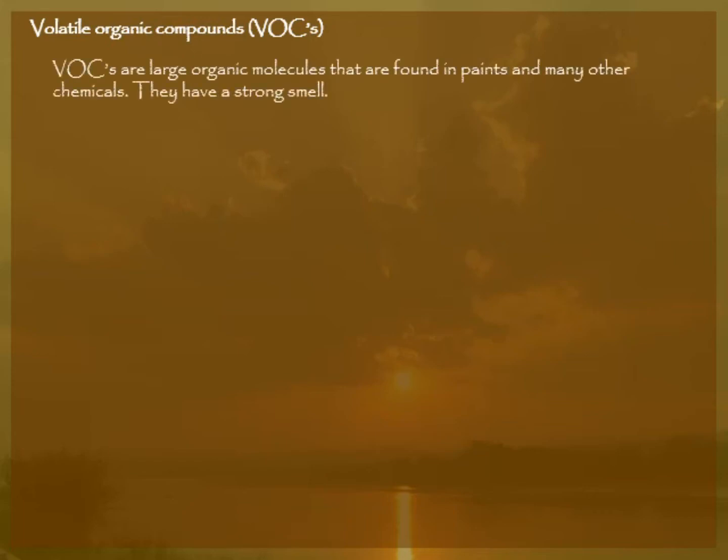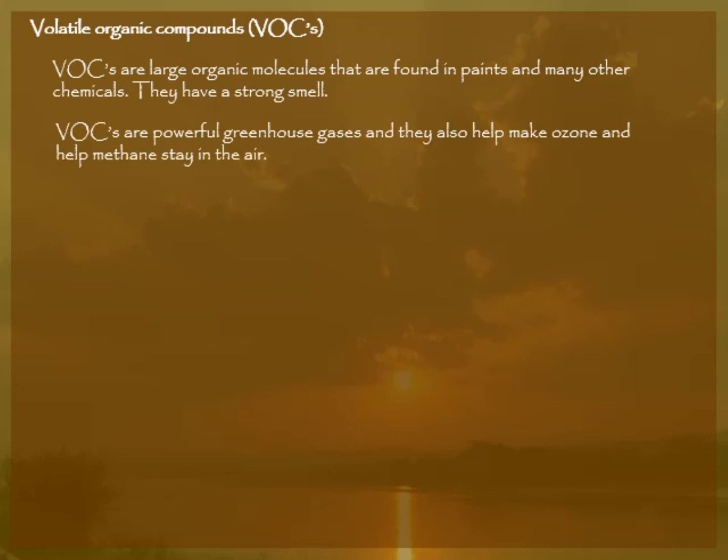Another set of chemical compounds is volatile organic compounds. Now, organic compounds will be based on, or at least contain, the element carbon, and volatile organic compounds are often large organic molecules that are found in paints and other chemicals. They often have a strong smell. Some of these are produced naturally, and they are the smaller, more natural ones. However, we also produce more complex VOCs.